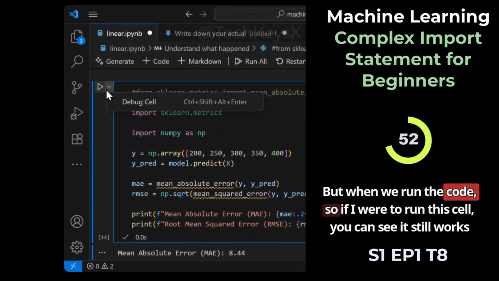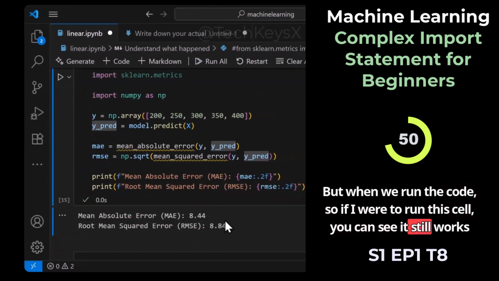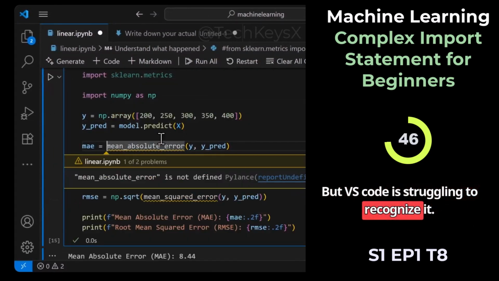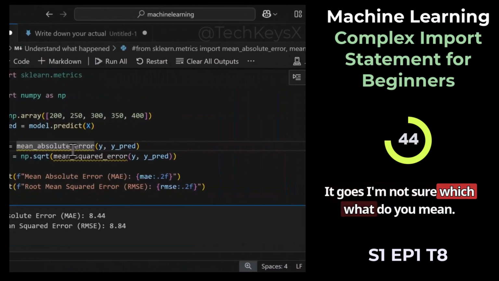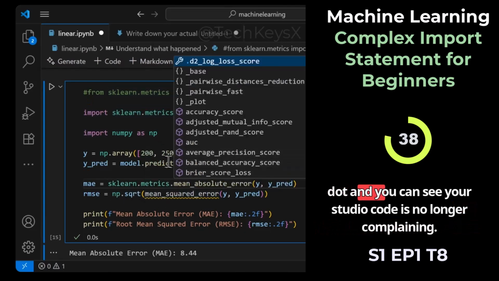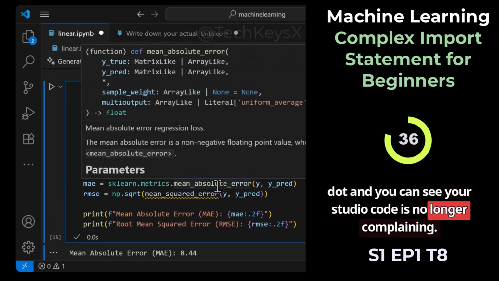But when we run the code, so if I were to run this cell, you can see it still works because Python is able to figure it out. But VS Code is struggling to recognize it. So it goes, I'm not sure what you mean? So what you have to do is add in the full name like this and then do a dot, and you can see VS Code is no longer complaining.